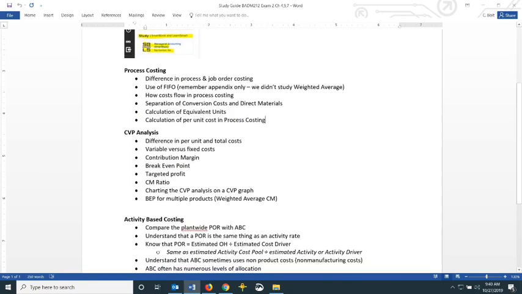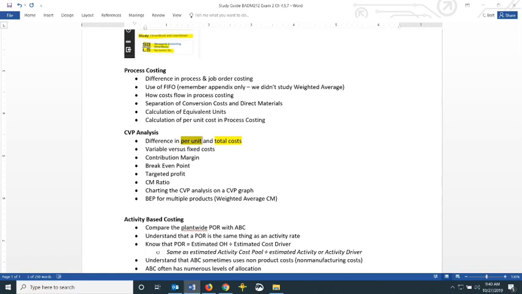Cost volume profit analysis has some basic core information, but a lot of students get really confused when we talk about the difference in per unit versus total. So typically, total costs are going to be bigger. Per unit costs is according to what we're producing. And in cost volume profit analysis, per unit costs will generally stay the same for a variable cost, but they go down the more units that are produced under fixed cost.